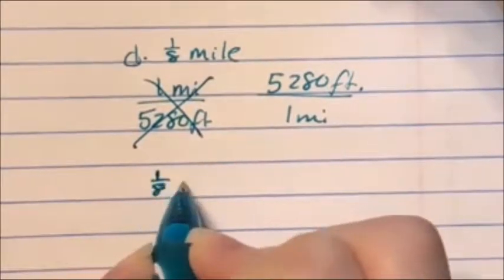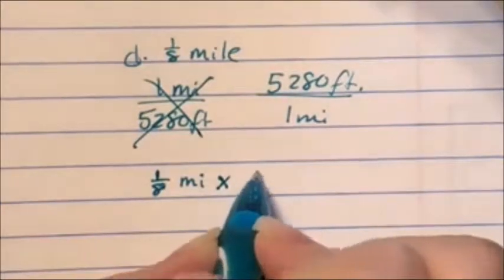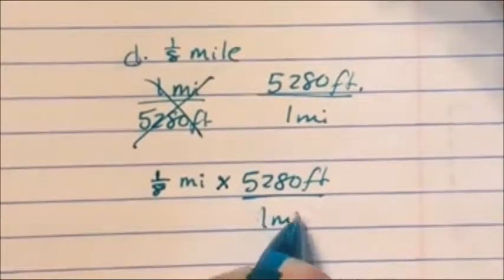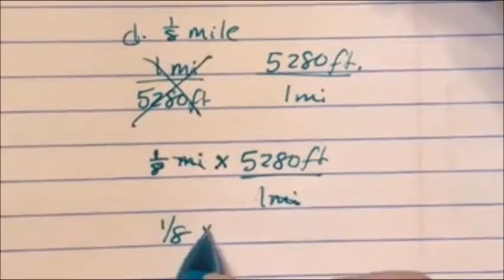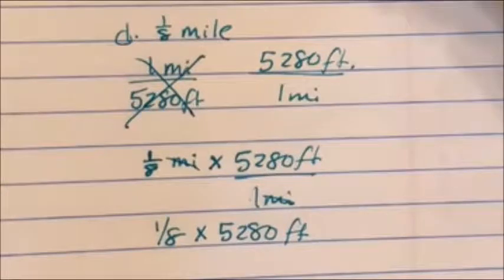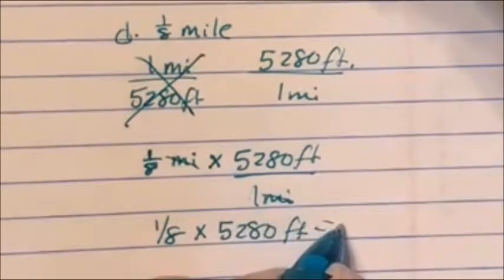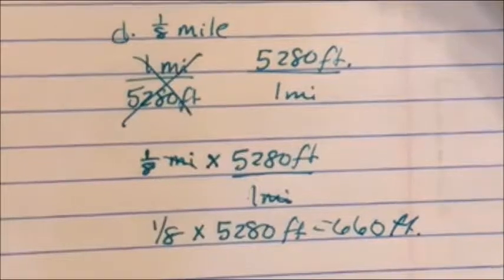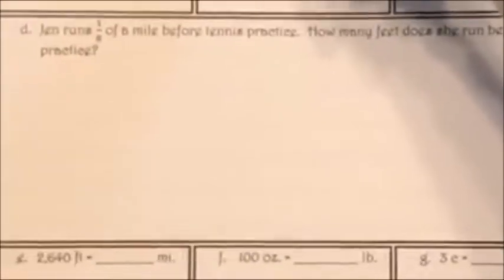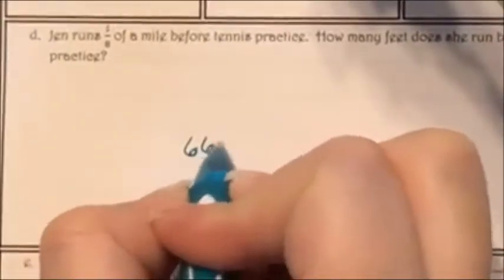So I get 1/8 mile times 5,280 feet over 1 mile. My miles cancel. So now I have 1/8 times 5,280 feet. And this equals 660 feet. Okay. So for letter D, 1/8 of a mile is 660 feet.